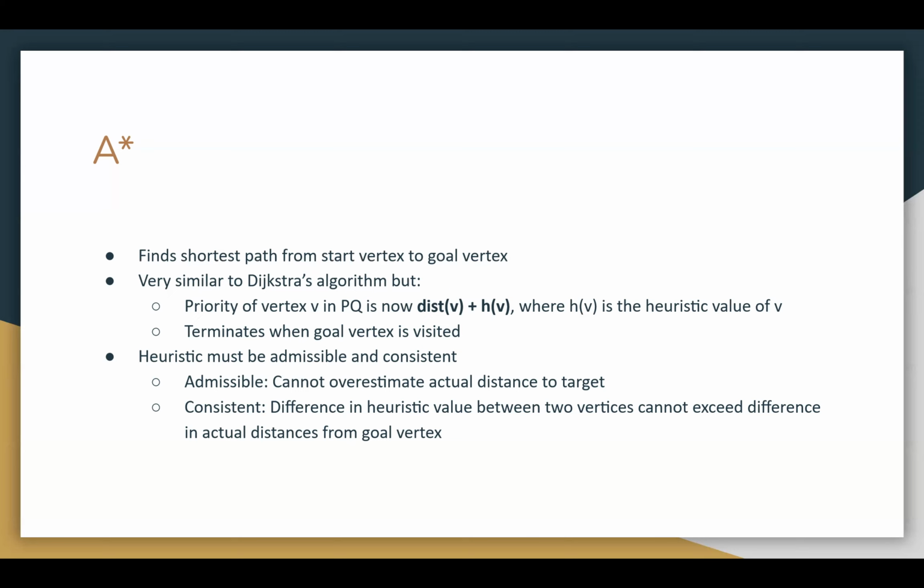What admissible means in the context of A-star is that the heuristic cannot overestimate the actual distance to our target node. So let's say the distance to our target node is 5, and that means our heuristic value cannot be greater than 5, or else our A-star search will be invalid. Similarly, a heuristic must also be consistent. Basically, the difference in heuristic value between two vertices cannot exceed the difference in actual distances from the goal vertex. The summary here is that our heuristic can never overestimate the actual distance.